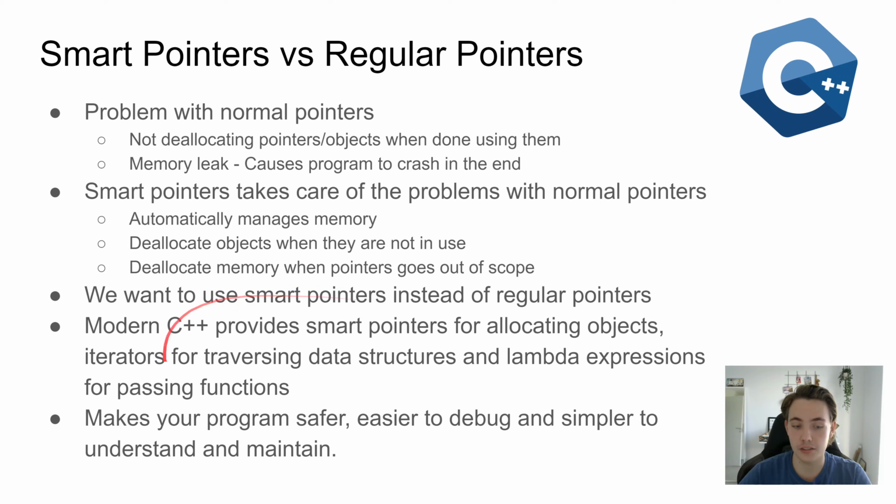So these are the main things that we're using pointers for, and specifically in modern C++, we use them for allocating objects automatically, iterators for traversing through data structures, and then lambda expressions, which we're going to talk about more in future videos, where we can create our own lambda expressions and functions and do some different kind of stuff with that.